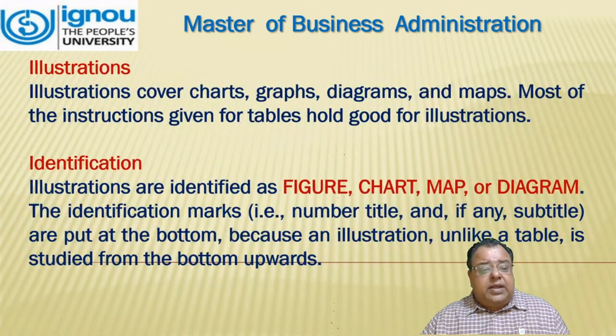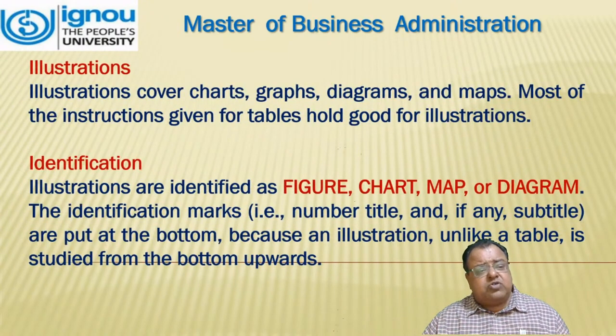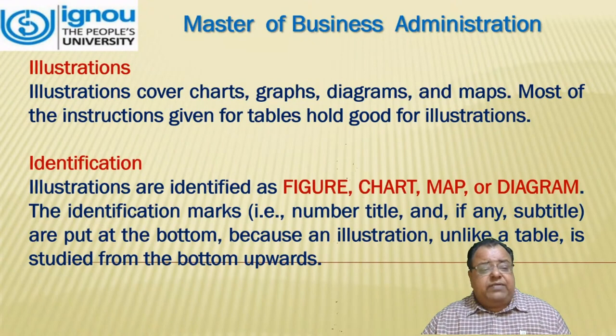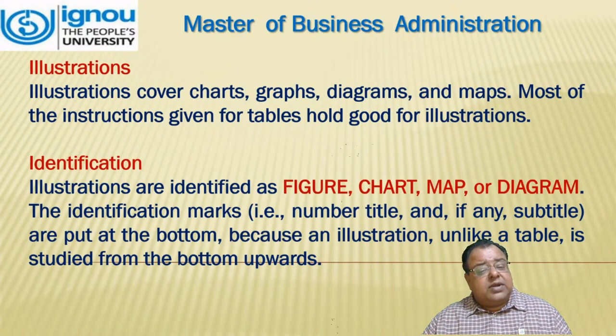Illustrations. Illustrations cover charts, graphs, diagrams, and maps. Most of the guidelines given for tables hold good for illustrations. Identification. Illustrations are identified as figure, chart, map, or diagram. The identification mark, that is the number, title, and subtitle if any, are put at the bottom because an illustration, unlike a table, is studied from the bottom upwards.